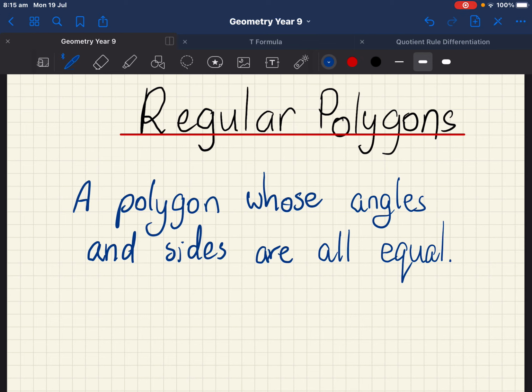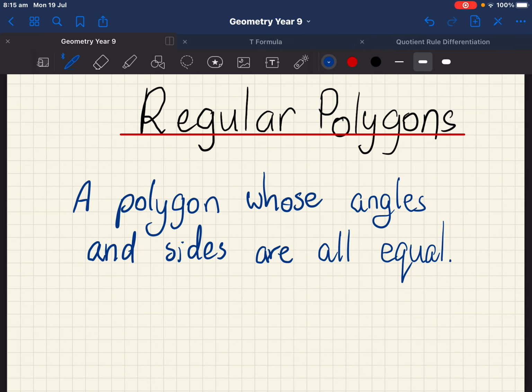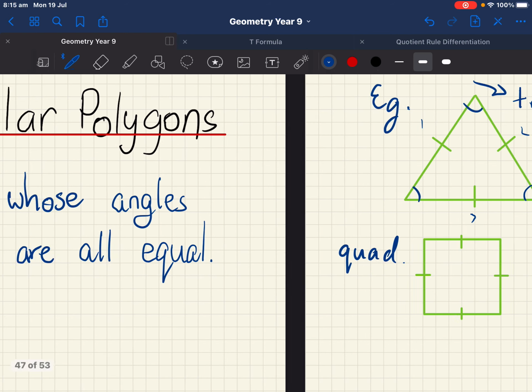So pause the video here. Make sure you get your heading and your first note in for today, and then we'll continue on with the lesson. All right, so what makes the regular polygons a little bit easier than what we've been doing in the past is because all the angles are equal, it's actually going to make a lot of our calculations a lot easier for this lesson than they have been in the past.